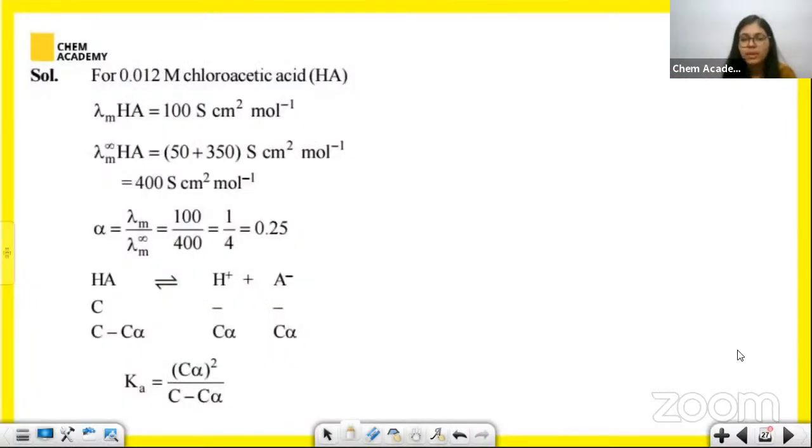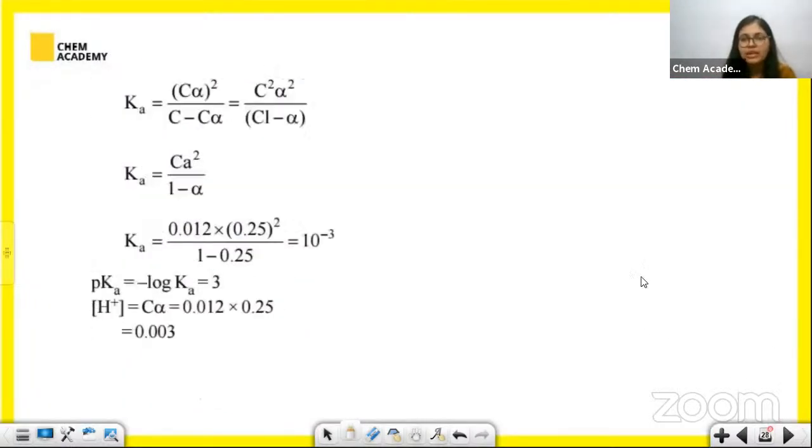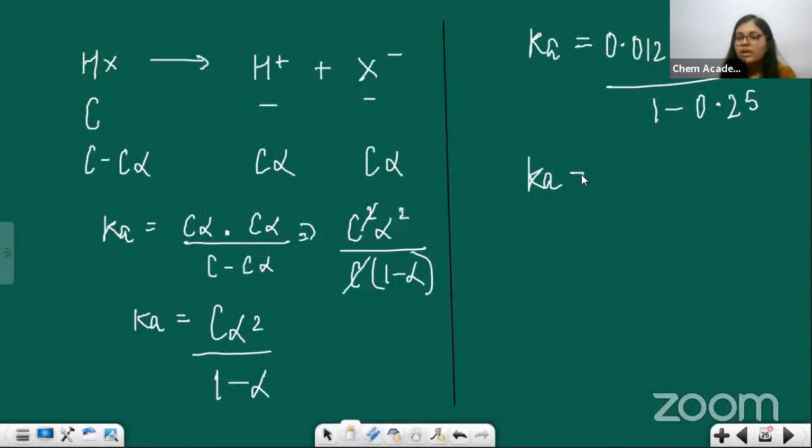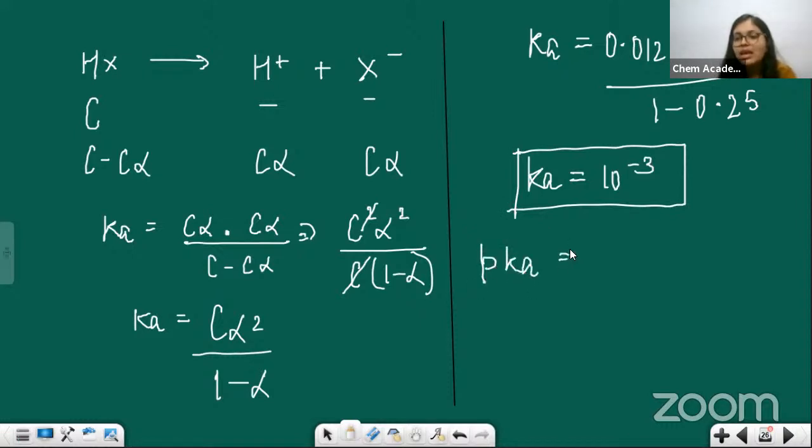Let's see what is going to come out to be the value. The value from here will come out to be 10 raised to the power minus 3. This is the value for Ka. But in the question we have been asked to calculate the value for pKa. Wherever there comes P, you should remember that it actually means minus log. It means minus log of Ka.